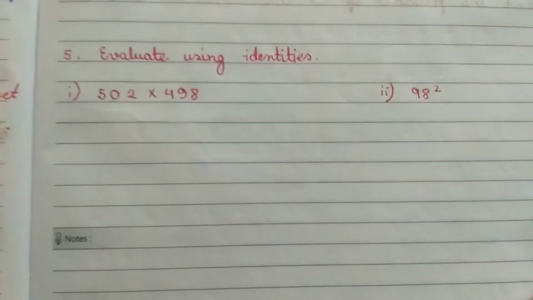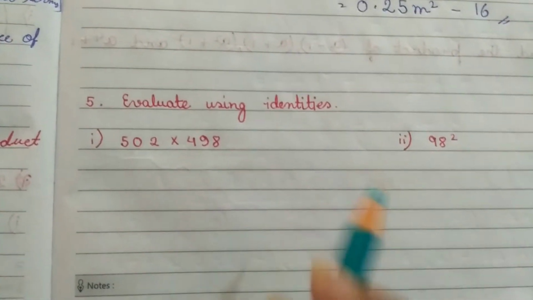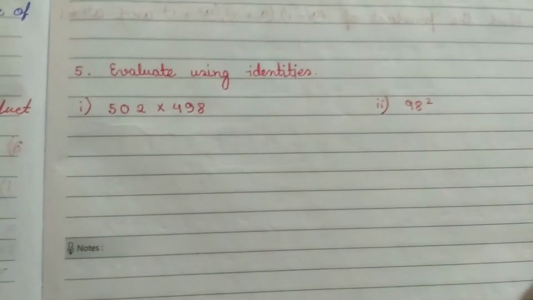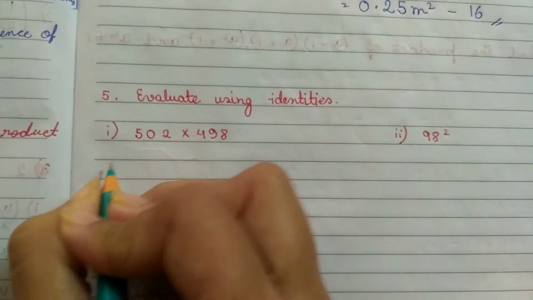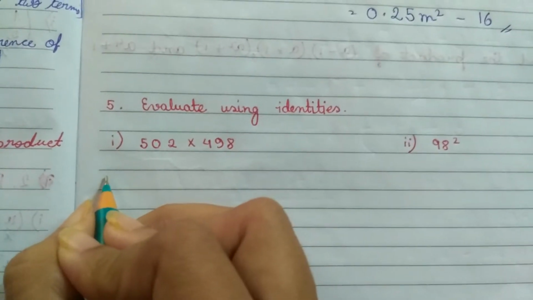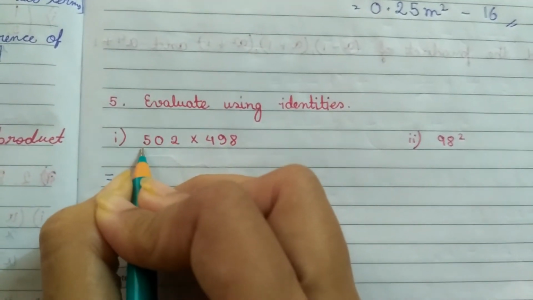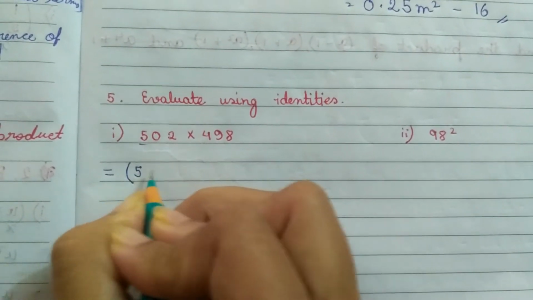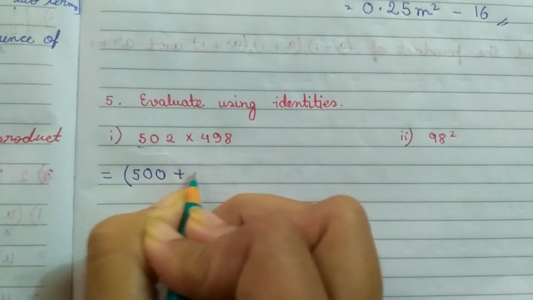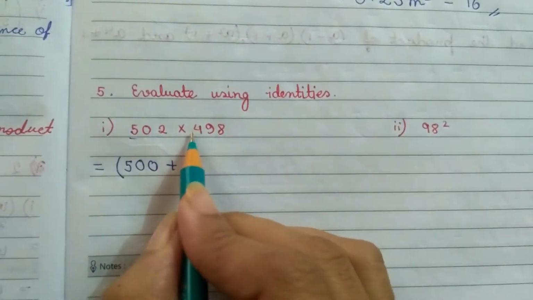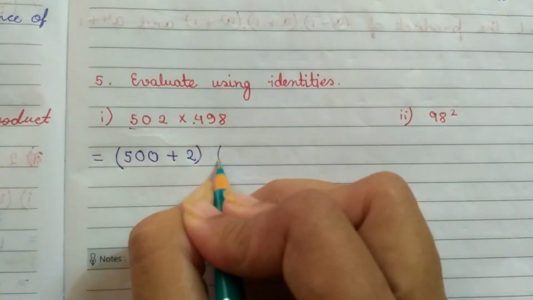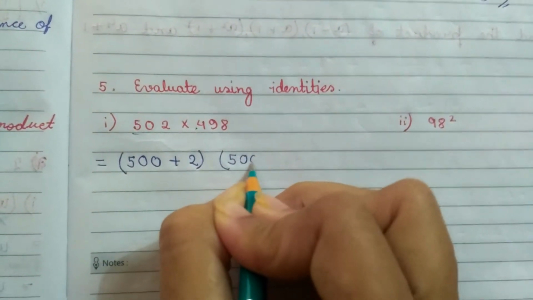Now, we will evaluate some numbers using identities. See, this is 502 into 498. If you multiply, it will be a long multiplication. But they already told us you have to do it using identities. Now, 502 is very close to 500. How much? If we write 500 plus 2, it will become 502. And this is 498. 498 is also very close to 500, but we have to write minus here.